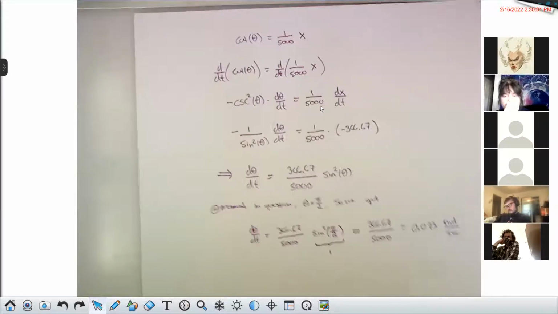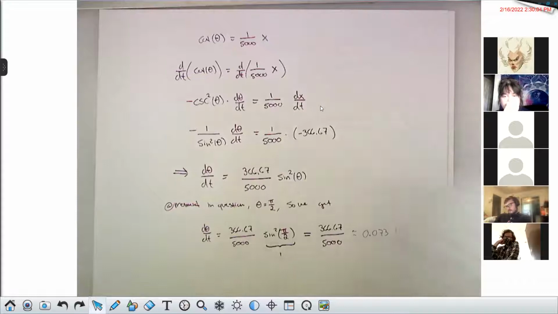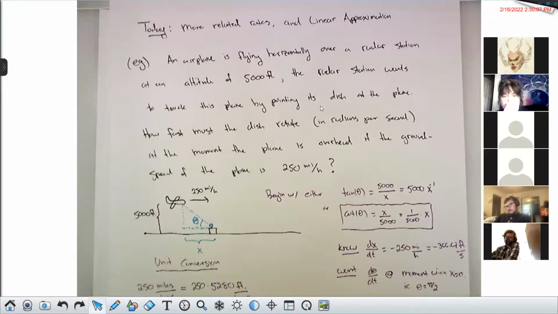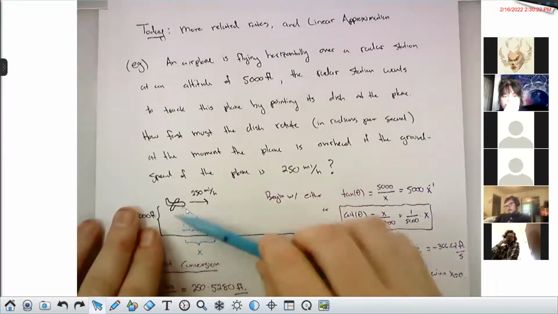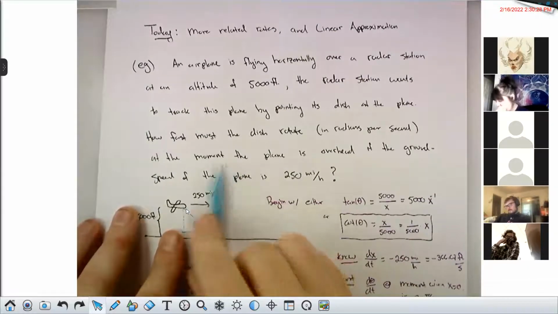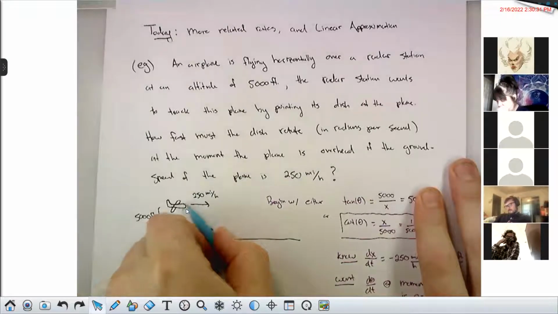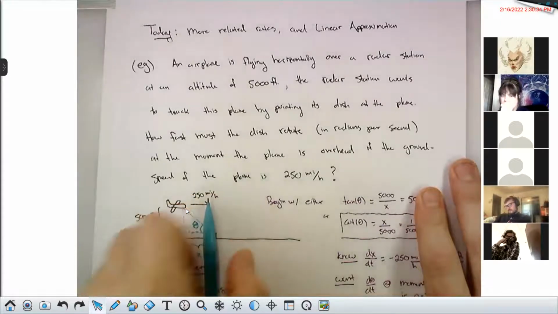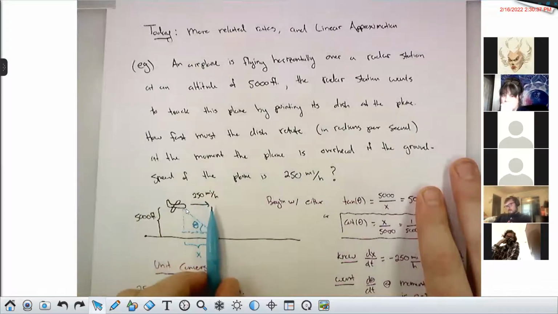So then returning back to answer that first question, how do we know to plug in pi over 2 for theta? Well, we wanted to know the rate of rotation for this dish at the moment when the plane is directly overhead. Picture this triangle evolving as the plane goes by. It's going to rotate like this to track the plane. At the moment when the plane is straight overhead, we're looking straight up. So that angle theta, the angle between the horizontal and the direction the dish is pointing, would be 90 degrees or pi over 2 radians.